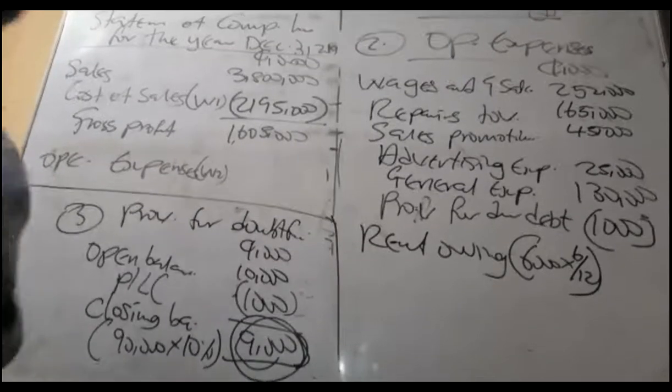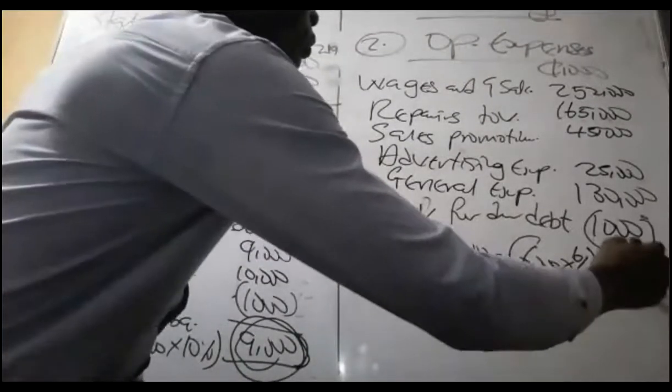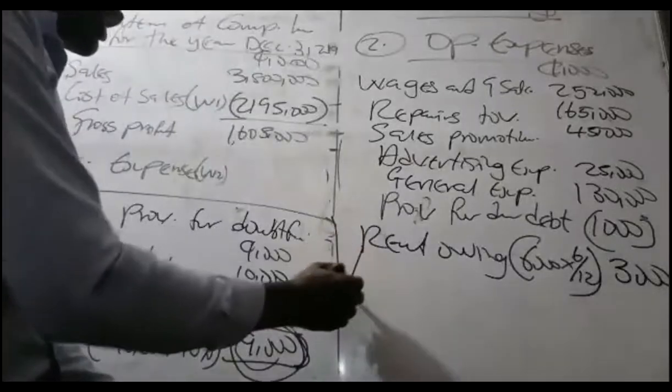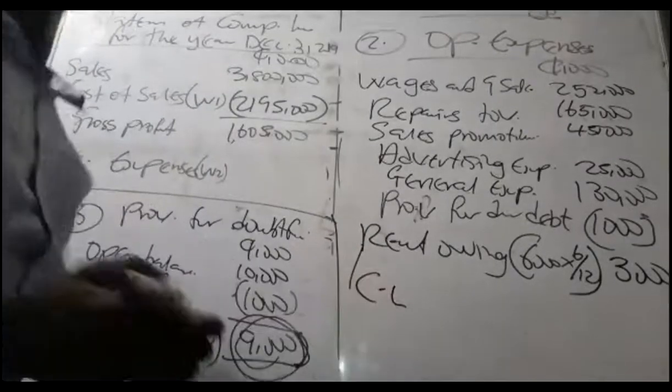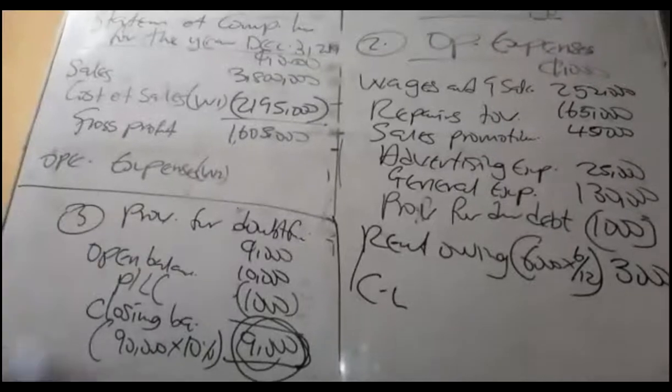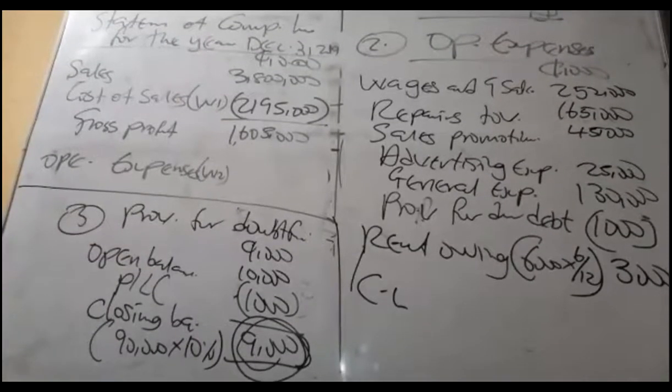So here what do you get? Get 3,000, put it in. Then immediately the other leg goes to current liability. So let's go and add it there. The same figure goes to current liability.